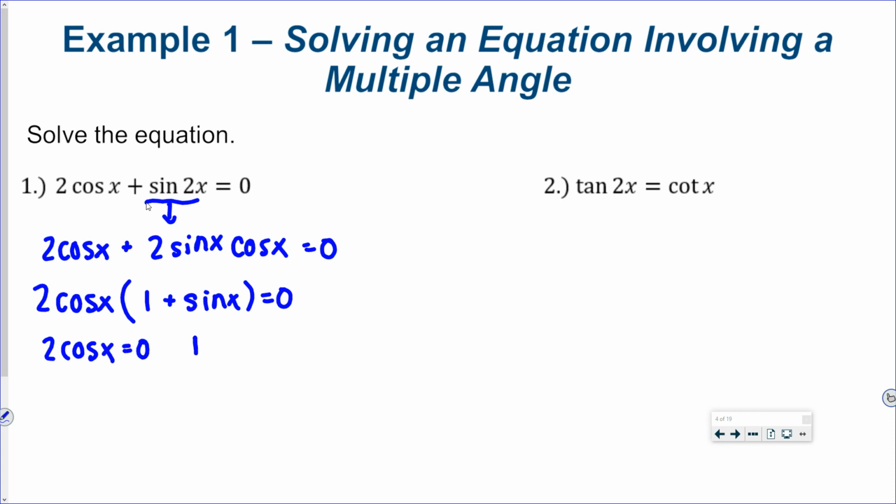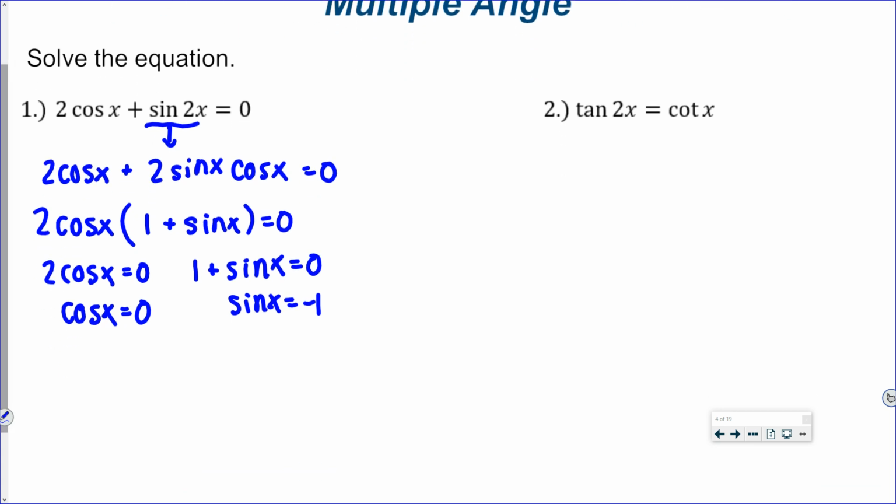Now I have 2 separate little equations, and I'm like, oh, I could definitely solve these. Yes, you can, Carter. Divide both sides by 2. Minus over the 1. Unit circle. Which angles give me a cosine value of 0?